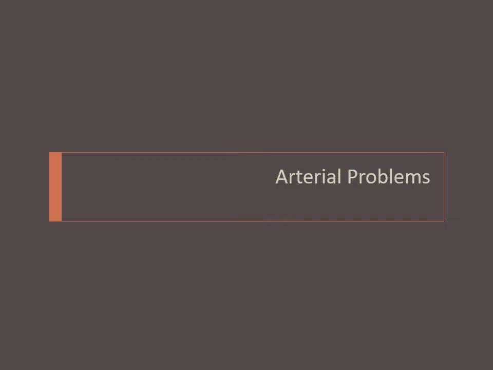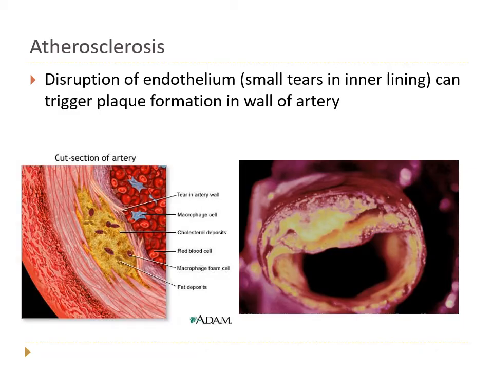So arteries are prone to a number of different problems, some of which result in medical conditions that you've heard about. So we're going to take just a couple of moments to talk about what some of those problems are so you can have a better understanding next time somebody talks about their atherosclerosis or hardening of the arteries, right? What is that? We're going to talk about that. So atherosclerosis is our first one.